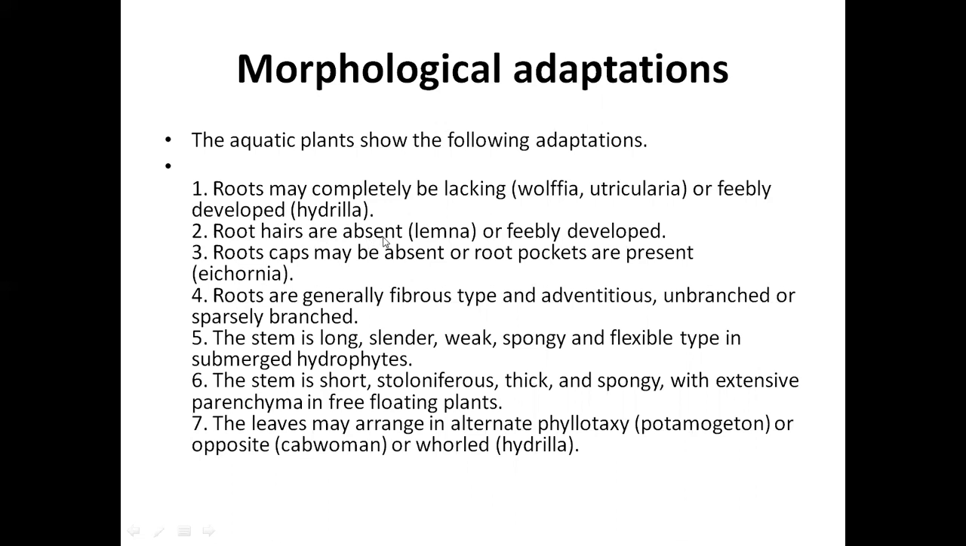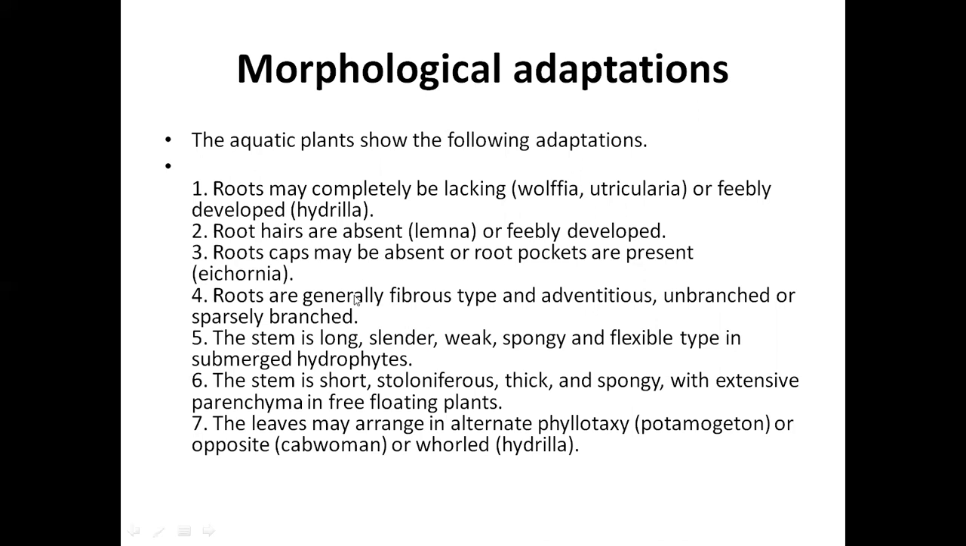And root hairs are absent. For example, in Lemna they are feebly developed, and feebly developed means very underdeveloped. And root caps may be absent or root pockets are present. So usually in the terrestrial plants, we see the protective structures called root caps. But in case of the hydrophytes like Eichhornia, instead of the root caps, we find the modified structures called root pockets. And roots are generally fibrous type and adventitious, unbranched or sparsely branched.